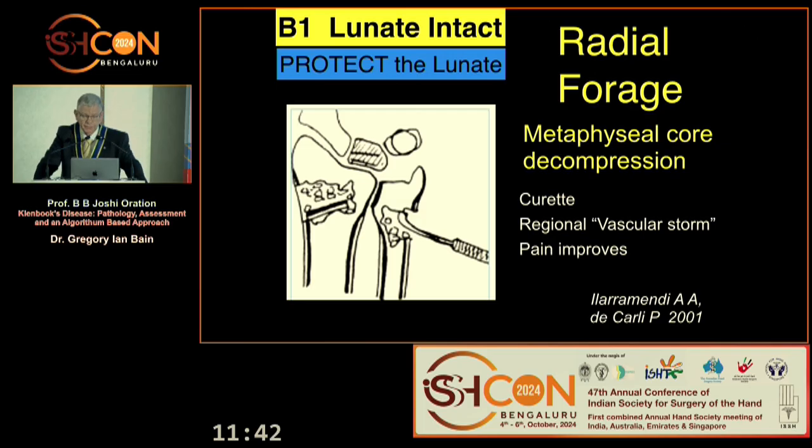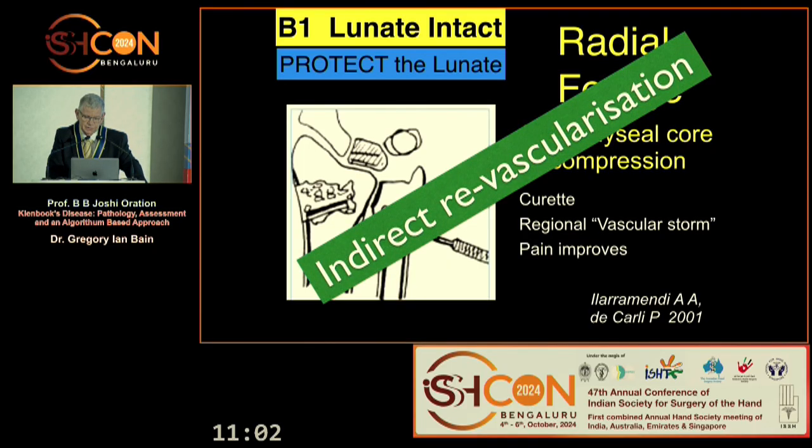The elephant in the room in Kienbock's disease for the last 20 years has been the concept of radial farage or core decompression. This is basically making a hole in the cortex, scraping it around a bit, and trying to create what the South Americans describe as a vascular storm, and it's reported to improve the pain. From the work that I've done, I think that this is related to the concept of increasing the arterial pressure, which indirectly leads to a greater flow through and it improves the venous drainage, a little bit like the concepts of cardiac failure. This is an indirect form of revascularization of the wrist and the carpus.